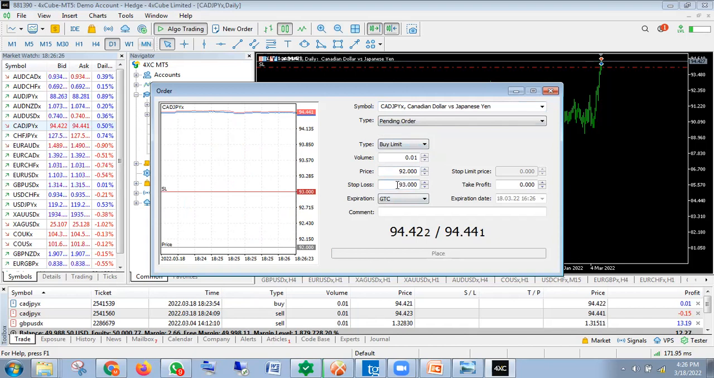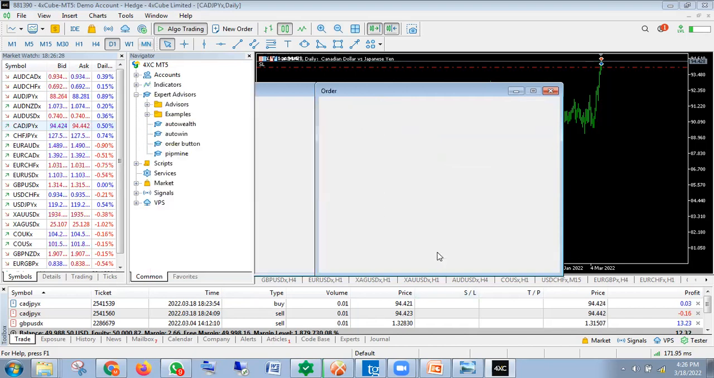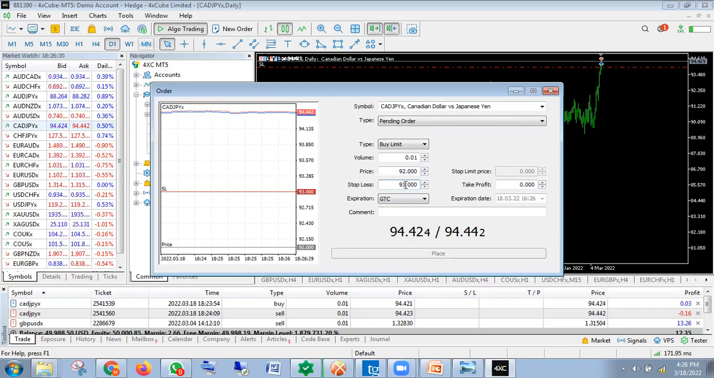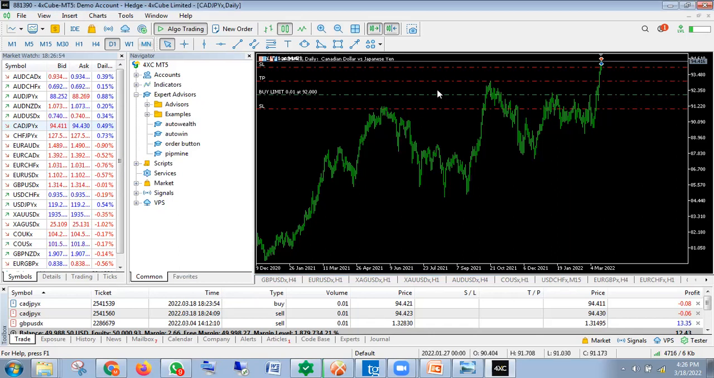Now, do you see? I just put 93 for stop loss and I can't place it, it's not active. Why? Because it's wrong. Since I'm buying, stop loss has to be below my entry price. So I place 90, it's active. Now if I put 90 for TP, I can't place the order because it's wrong. So 93 is active. I'm buying, my entry price for a buy is 92, so my take profit is 93 and my stop loss is 91. So I place it. You see it: buy limit, TP above, stop loss below.